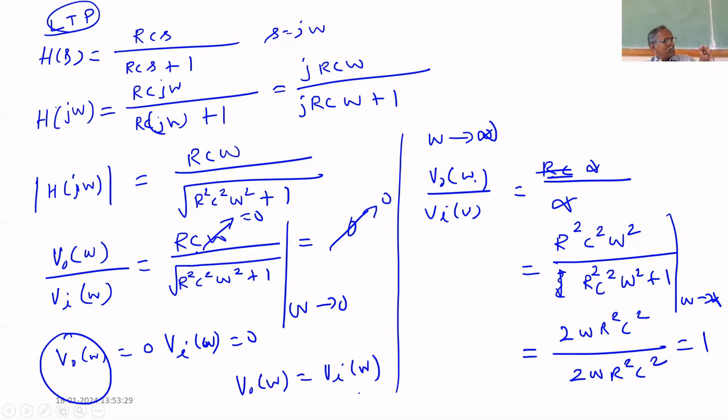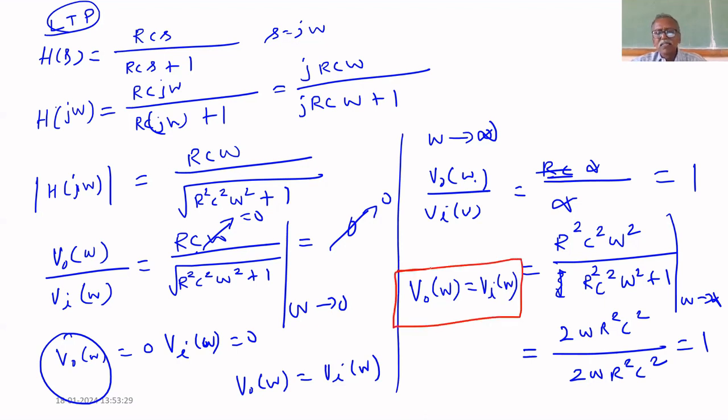If the frequency is very high, infinity, whatever you are giving, that is available in the output. That's why it is called high pass filter. So as omega tends to infinity, you are getting it equal to 1. Therefore, V naught of omega equal to Vi of omega. As frequency increases, output voltage equal to input voltage. That's why it is called high pass filter. We can design a low pass filter also.